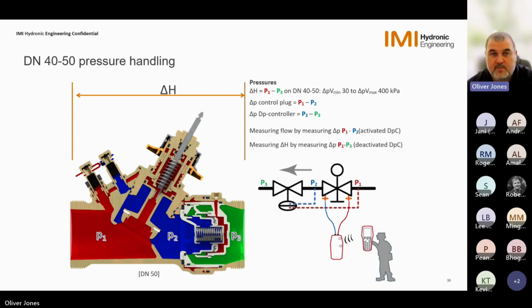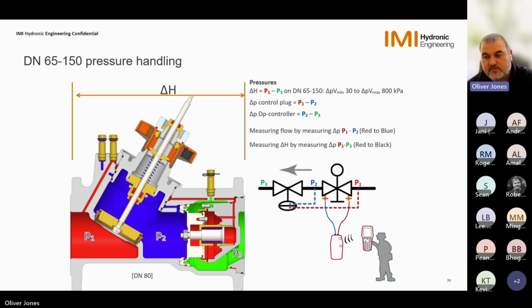We can measure flow across our P1 and P2. So we're taking a flow measurement across both test plugs, and we can see what the flow is. For measuring delta H, again, we do P1 to P3. And this time we actually deactivate the DP controller within the valve itself. If you refer to our instructions on the data sheet, it will show you how to deactivate those DP controllers. These also have a vent key, so you need to vent as well, just to make sure that you bleed the air before you take a delta H reading.